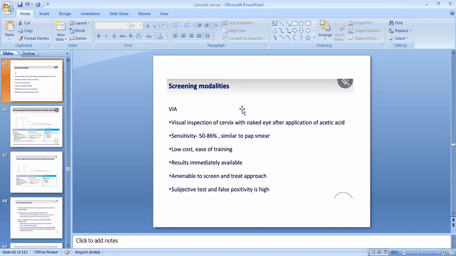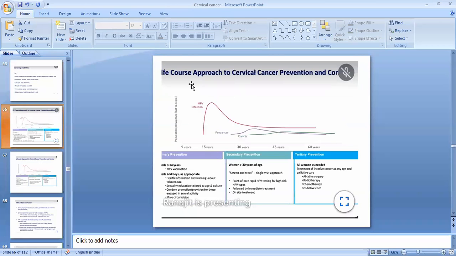You have to collect the sample from that area, stain the slide, and look under the microscope. Pap smear is a more specific screening test. And then third is isolation of DNA and testing for the presence of HPV, human papillomavirus. These three screening tests are widely used. And then, prevention.